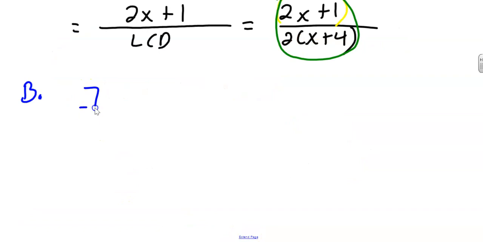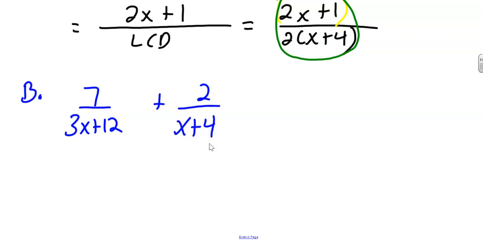Let's do one more of those. So we'll go 7 over 3x plus 12, and then plus 2 over x plus 4. And again, you do have a little bit you can factor there, so go ahead and factor out the 3 from the 3x plus 12.